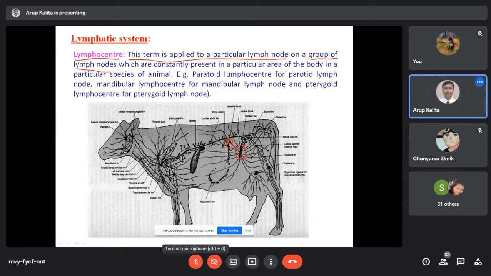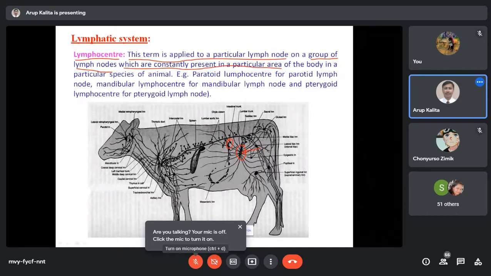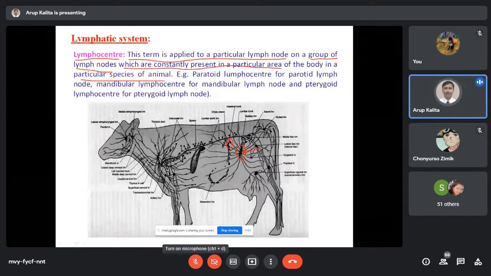So this term is applied to a particular lymph node or a group of lymph nodes which are constantly present in a particular area. That means this lymph node will definitely be present in this area only, in a particular species of animal. That means it is a term applied to a particular lymph node or a group of lymph nodes.